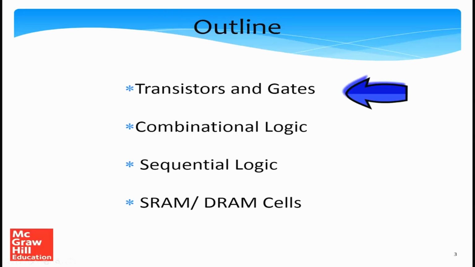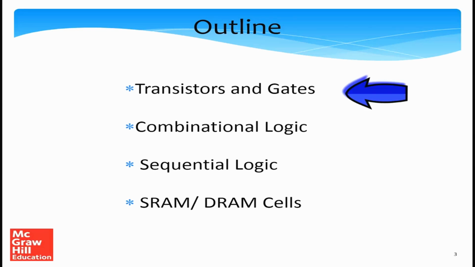So let me start with an outline of this chapter. This chapter is divided into 4 sections. The first section discusses the most basic building blocks of circuits, which are transistors and logic gates. Then we discuss combinational logic, which creates larger circuits by combining these basic elements, which are logic gates. Subsequently, we shall discuss sequential logic, in which we store individual bits, and then we use these individual bits in circuits.